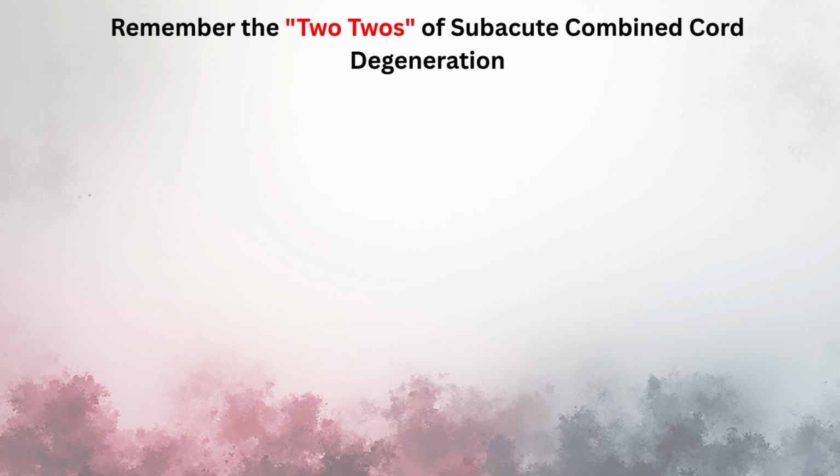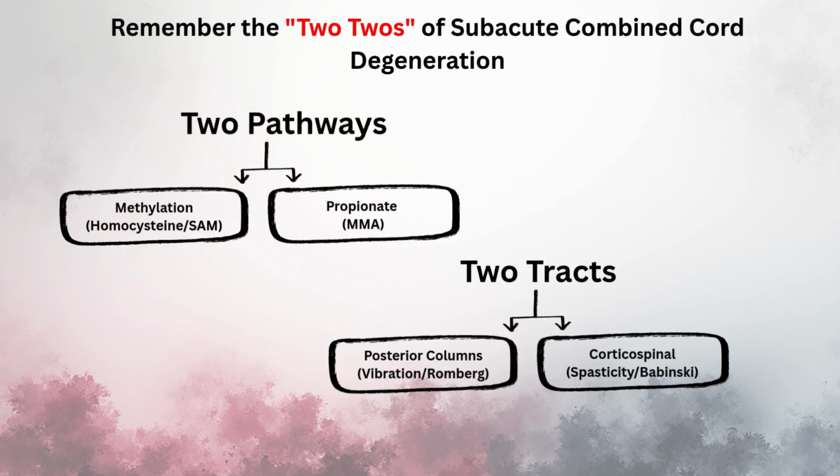For your exam, remember the 2s of subacute combined cord degeneration: 2 pathways, and 2 tracts.